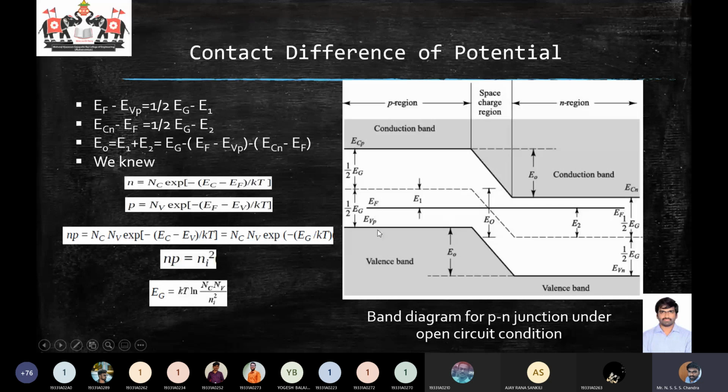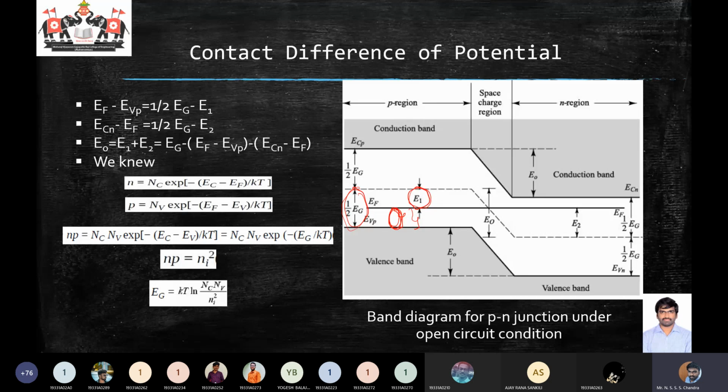So this is EF, this is EVP. So we are talking about this gap. EF minus EVP is this gap, which is nothing but half EG minus E1. So if we remove E1 from this half EG, we will be left with this value.